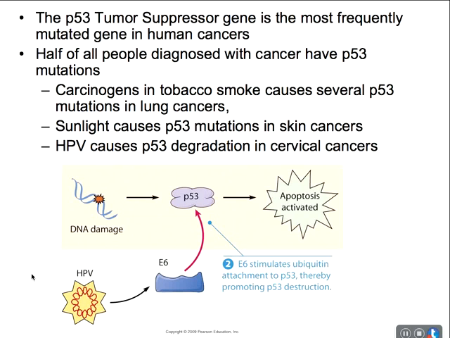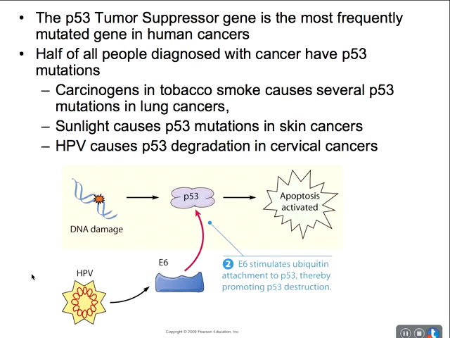Here's how it works. It turns out that one of the proteins that HPV makes is called E6. E6 is a protein that will stimulate the destruction of P53. When it gets into those cervical cells, it produces this protein E6, and it triggers the destruction of P53. So how does HPV cause cervical cancer? Its protein E6 degrades P53. And this is a song we see over and over again.